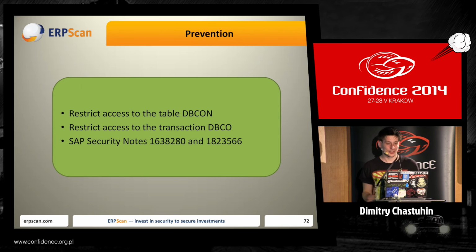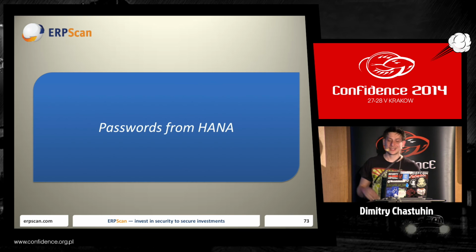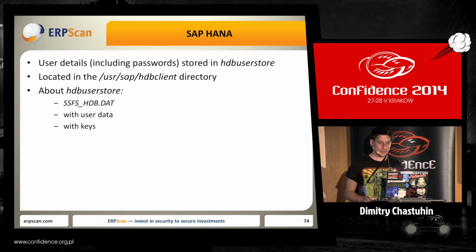And again, prevention: restrict access to the table DBCON, restrict access to the transaction DBCO, and implement a few SAP notes. And the last SAP module which I will describe is one of the new SAP products, the in-memory database SAP HANA. I don't have enough time for reviewing this system, so let's just go to the password issues.